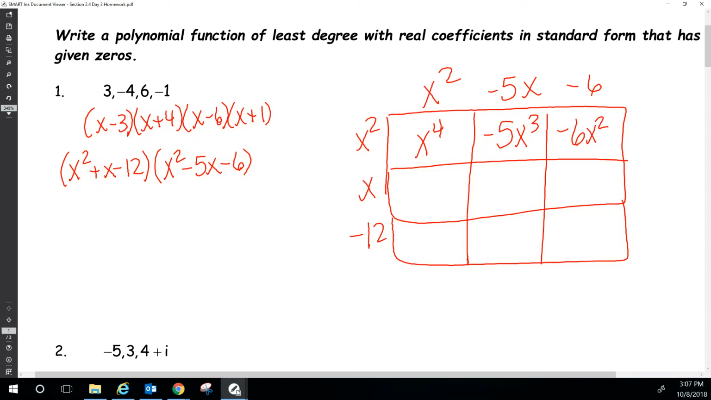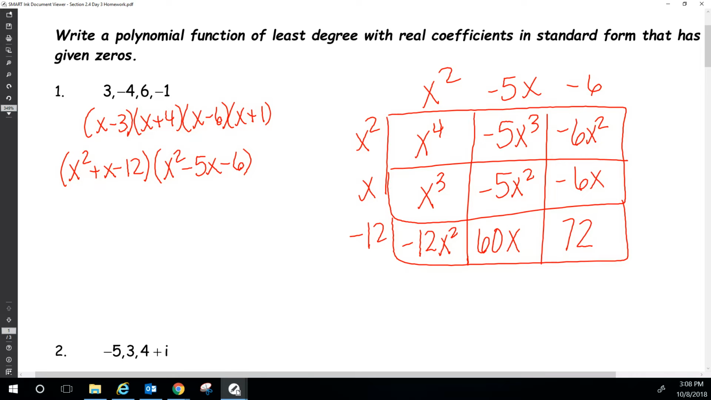Second row, x times x squared gives me 1 more x cubed. X times negative 5x, negative 5x squared. X times negative 6 is negative 6x. Last row, multiplying the top guy by negative 12. Negative 12 times x squared is negative 12x squared. Negative 12 times negative 5 would be positive 60x. Negative 12 times negative 6 would be positive 72.